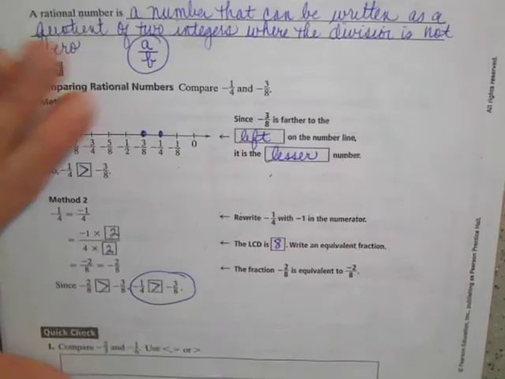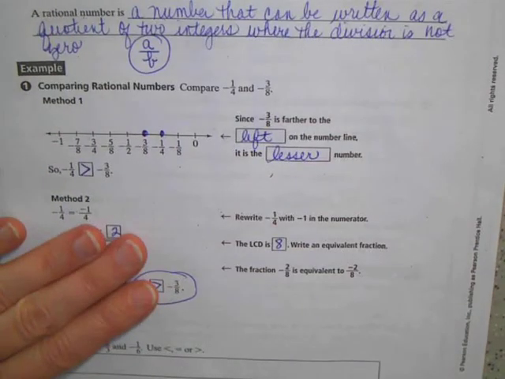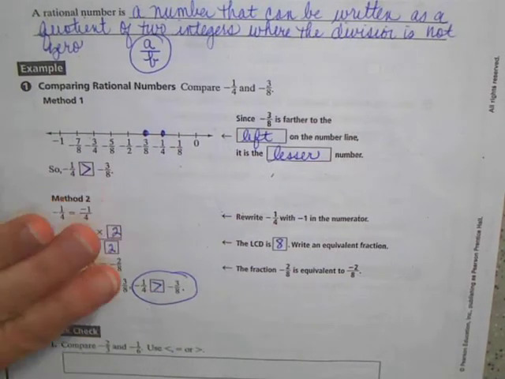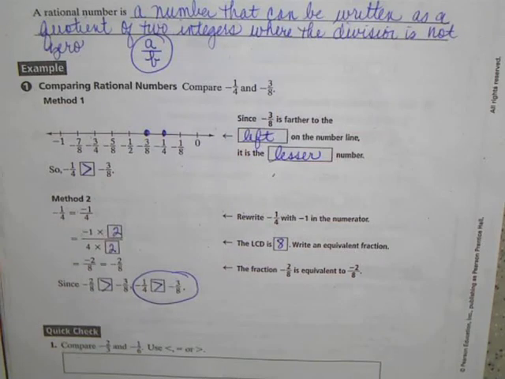So you can use a number line or you can use common denominators. Be careful when you have negative numerators because you want to be sure that you're comparing them as you would negative numbers.